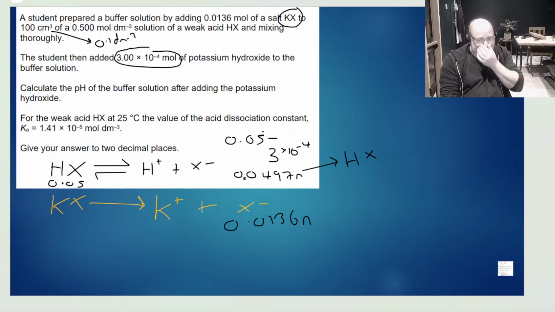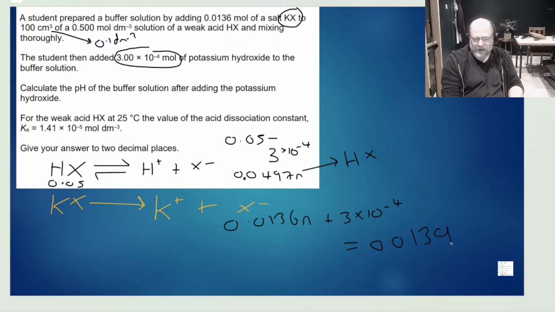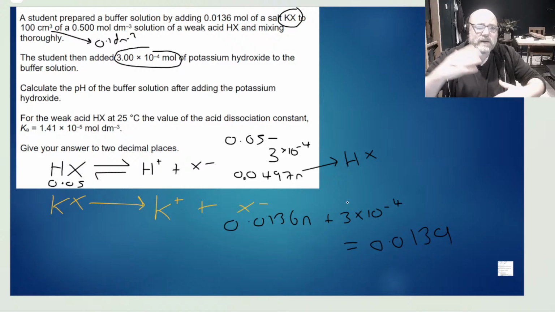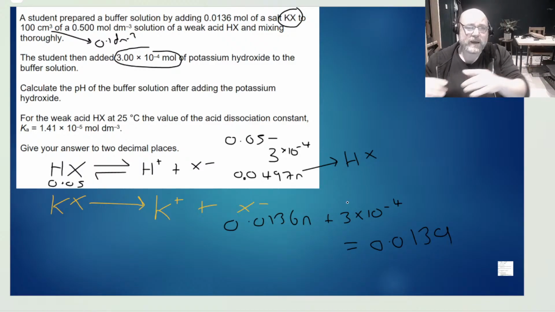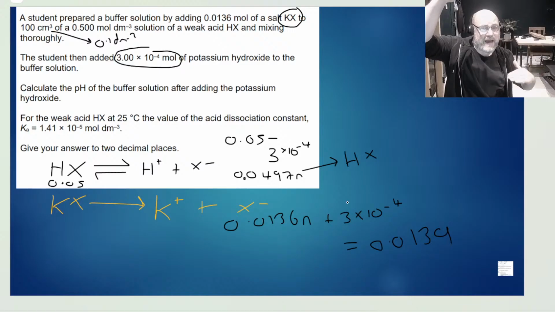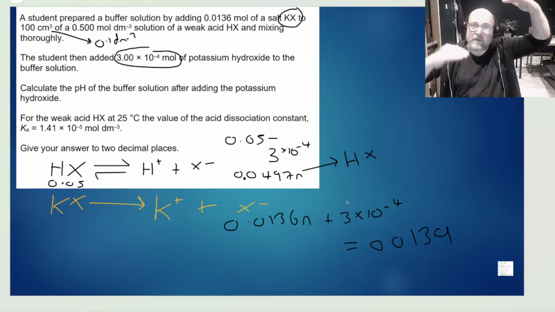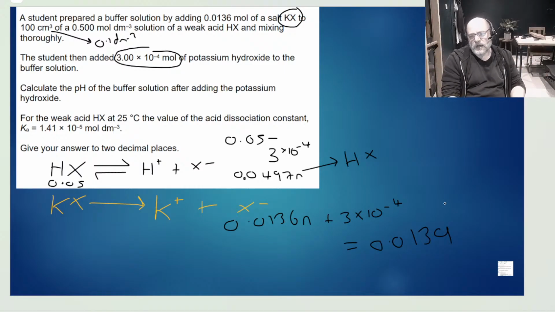Now, what did happen is that I need to increase this. I need to add this to 3 times 10 to the minus 4, sorry, and that is going to equal 0.0139. And that's the difficult bit with buffers: after you add an acid or alkali, if you add an alkali, your salt is going to go up and your acid is going to go down. If you add an acid, your acid's going to go up and your salt is going to go down by a certain amount. And now all we've got to do is acid over the salt times the Ka.